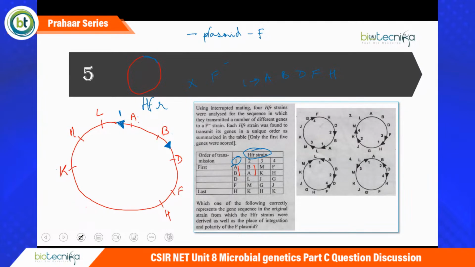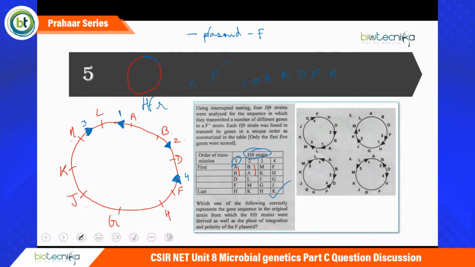So this is for strain 2. For strain 3 it is M K J G H. MK we already have, so J, G and H we have also mapped. M is again going first here, so there will be the next site of integration for the third strain, pointing towards L. And for the fourth strain it is F H G J K. F is going out first, so the orientation and the integration site of the F plasmid will be at this position, pointing towards D. So this is the map that we have created by analyzing the table here.